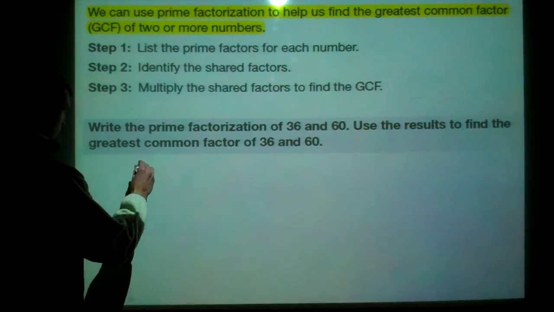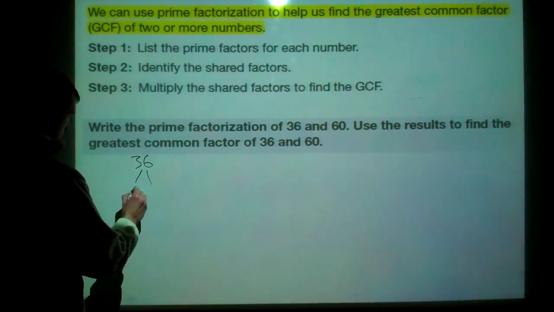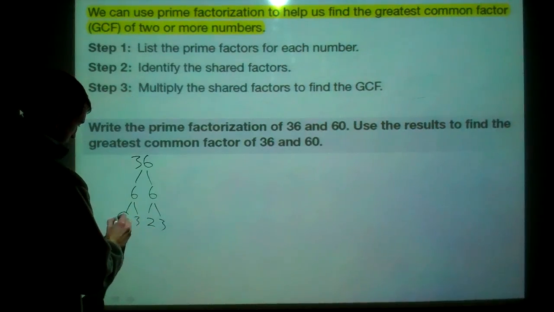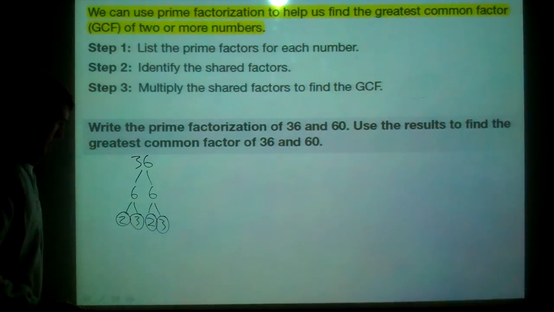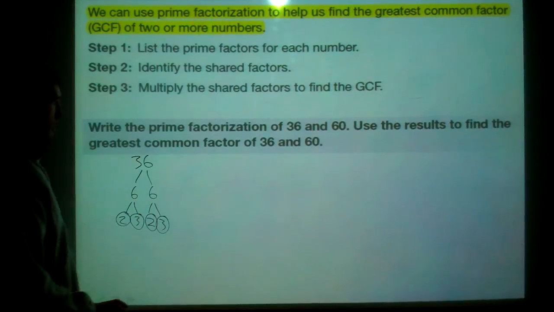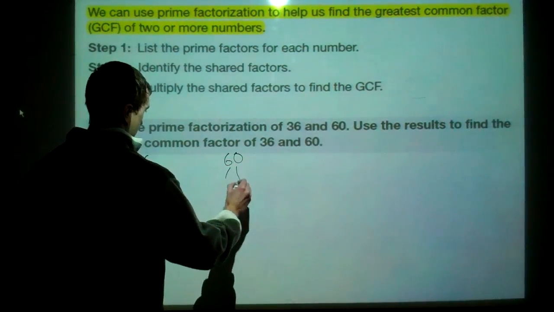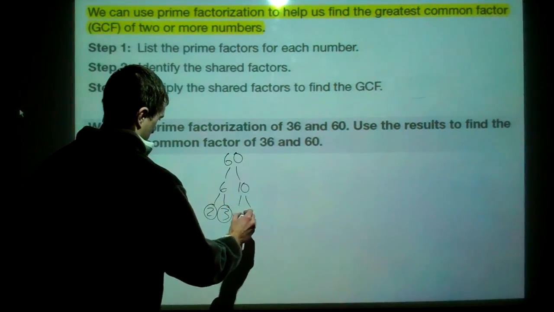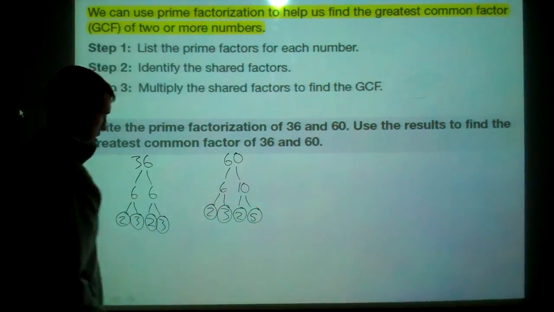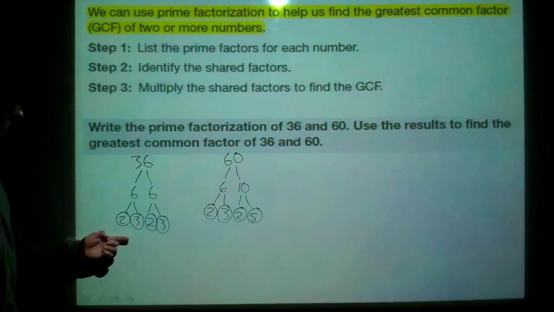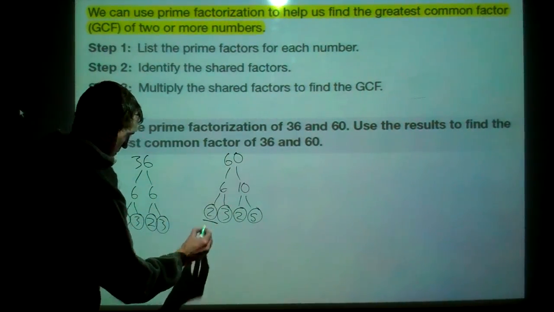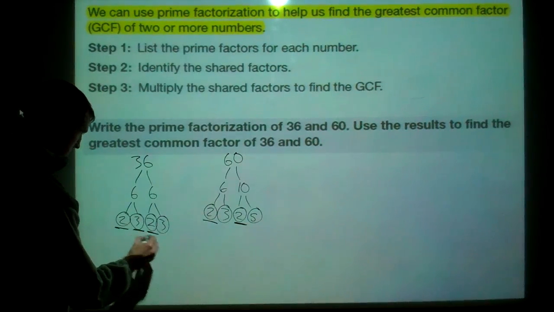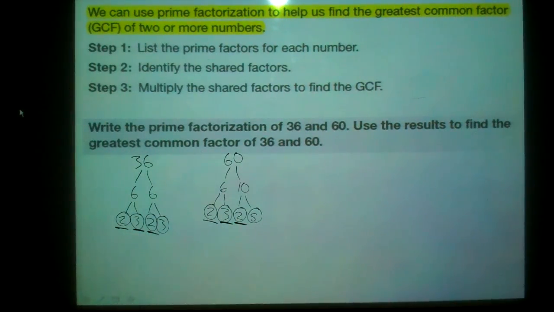We'll do 36 first. I'm going to go through it quickly. 6 times 6, 2 times 3, 2 times 3. I'm not going to write the factorization like it told me, and I'll show you why. 60 is 6 times 10, 6 is 2 times 3, and 10 is 2 times 5. And all those are prime. So we're going to look at what they have in common. They have one 2 in common. Looks like they have another 2 in common. And one 3 in common. So they have two 2s and a 3.